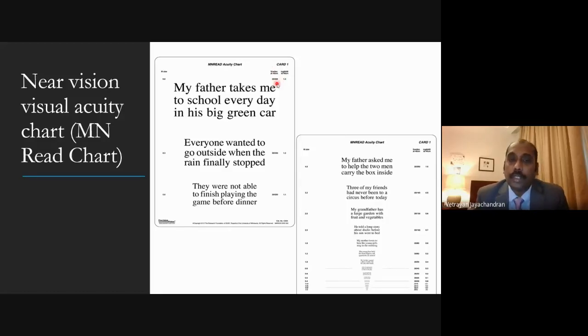You can also use a timer when the person starts reading, to check how fast he can read the particular sentences. You can use this MNREAD chart as a pre and post test after giving the rehabilitation process, to identify whether the reading ability has improved for the person. So this MNREAD chart is most widely used by occupational therapists for near vision acuity. So these are the different types of visual acuity charts.